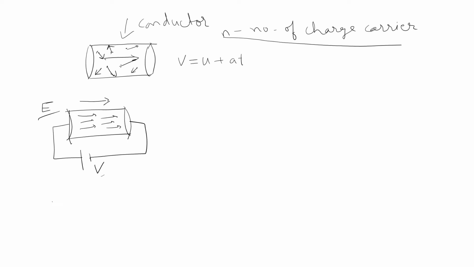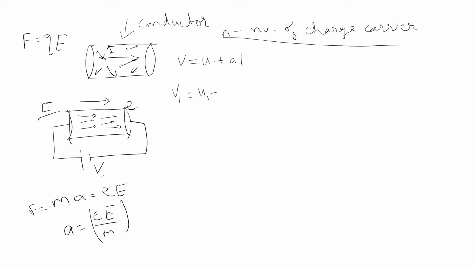For the first charged particle, let us say m is the mass of the charged particle, e is the charge, and let us say these are electrons. So the total force acting on the electron, you can find very easily. That is F equals ma equals eE, because force, as we have already studied, is given by Q into E, and Q is e, and the electric field is E. So I can calculate a, that is eE over m.